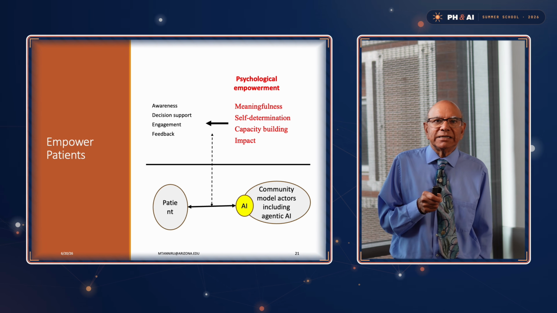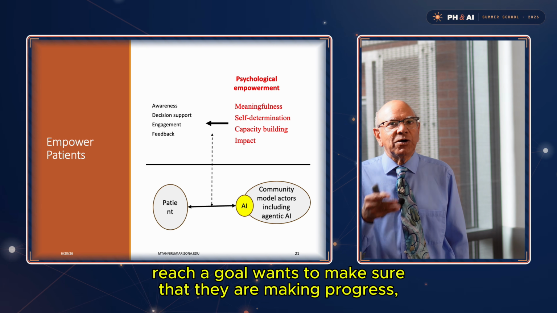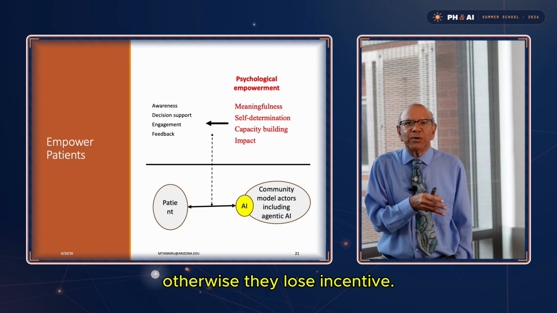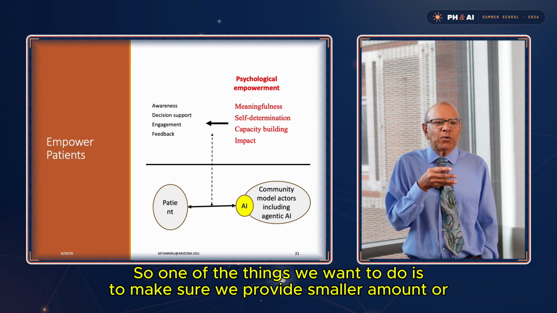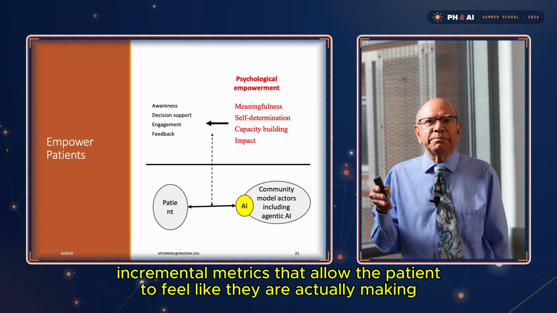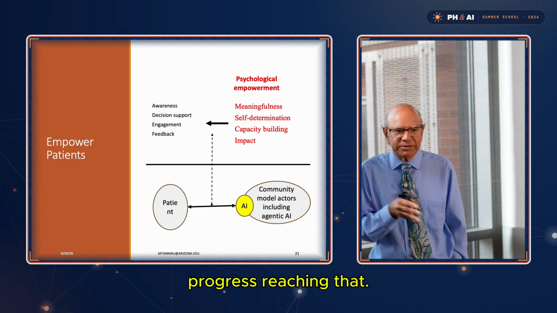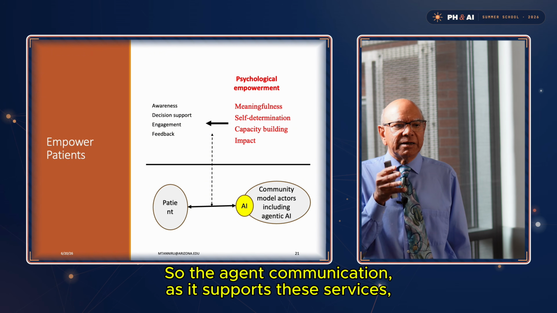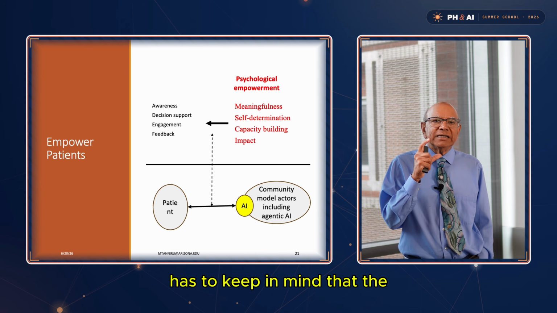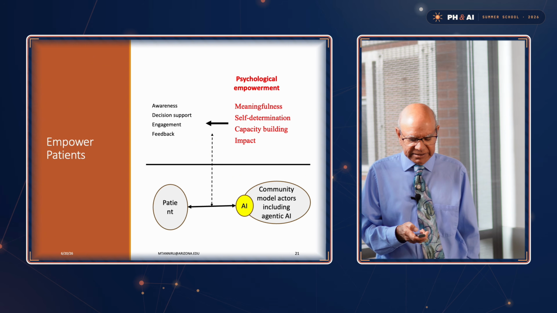Lastly, impact. Ultimately, anyone engaging in a journey to reach a goal wants to make sure that they are making progress. Otherwise, they lose incentive. So one of the things we want to do is provide smaller, incremental metrics that allow the patient to feel like they are actually making progress. So the agent communication, as it supports these services, has to keep in mind that the information has to be contextual and enable the patient to do some of these things.